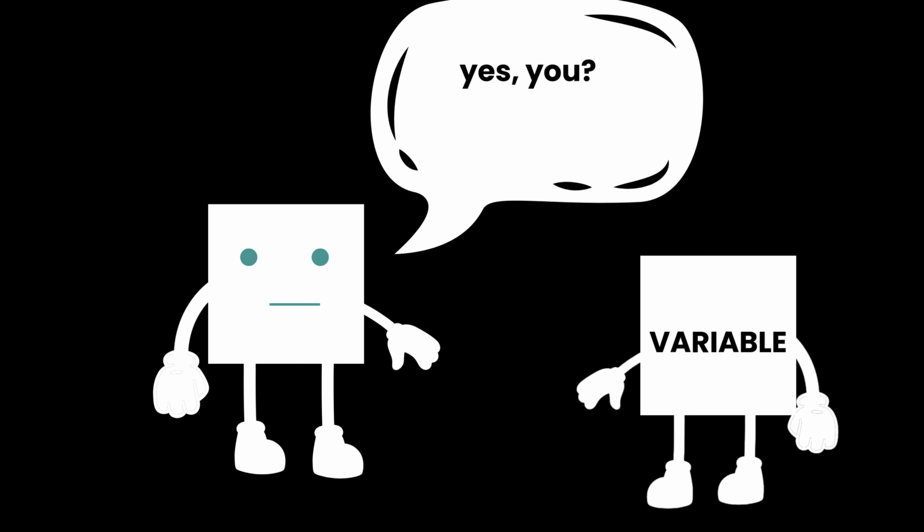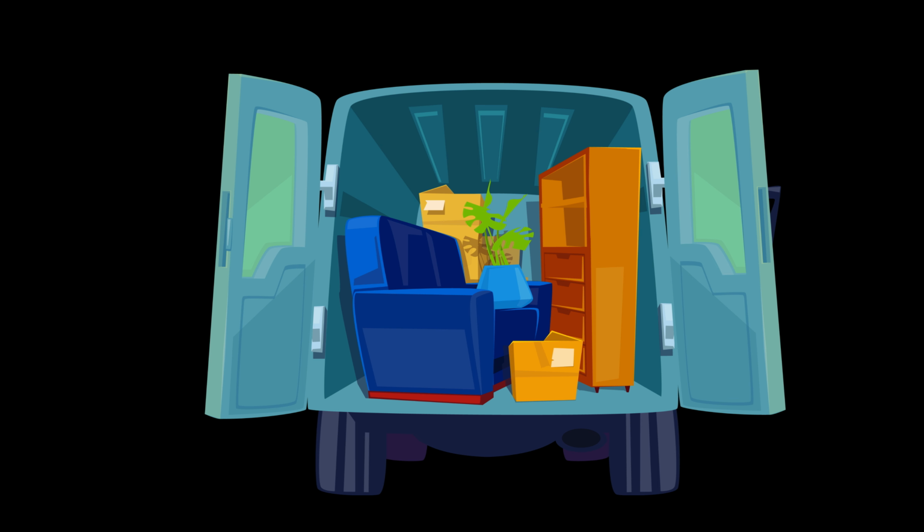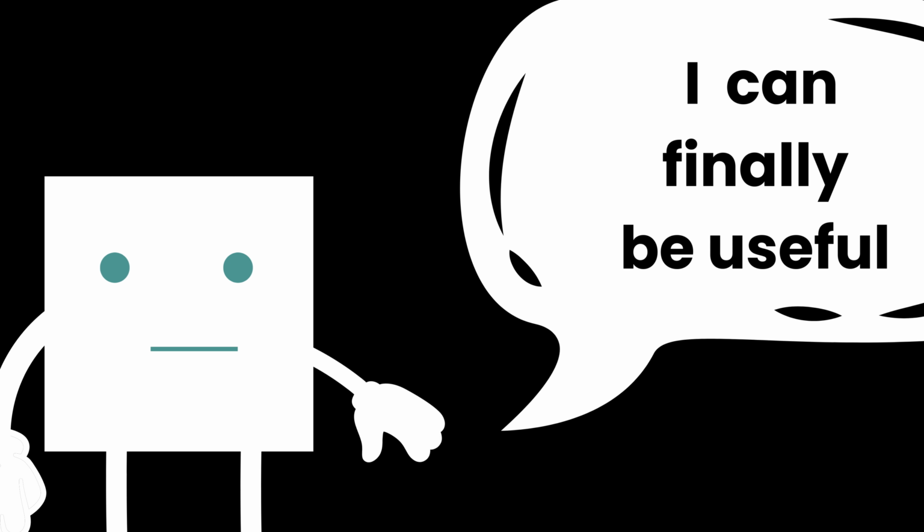Let's talk about variables. Variables are a fundamental concept in computer science. So what are they? Let's say you're helping your parents move out of their home. The thing is, they haven't bothered packing anything yet. They want you to do it for them because they finally think you're useful for once.